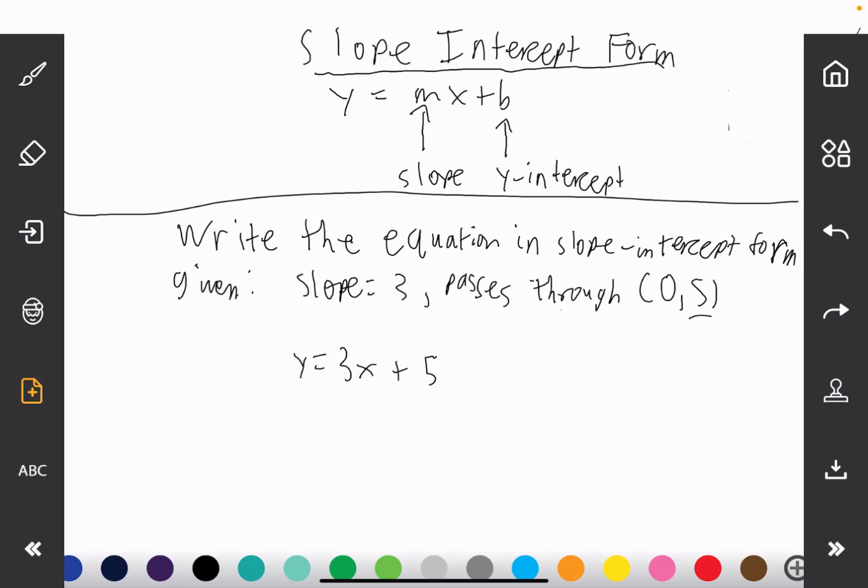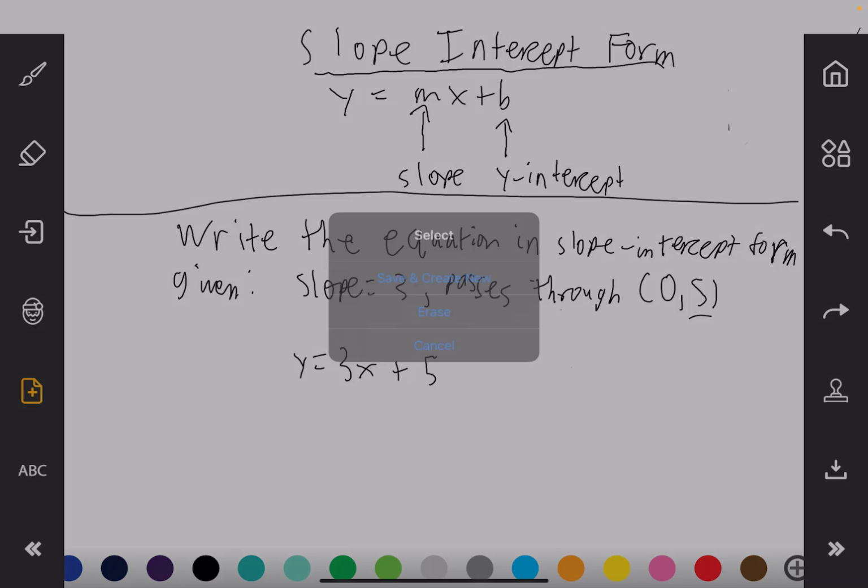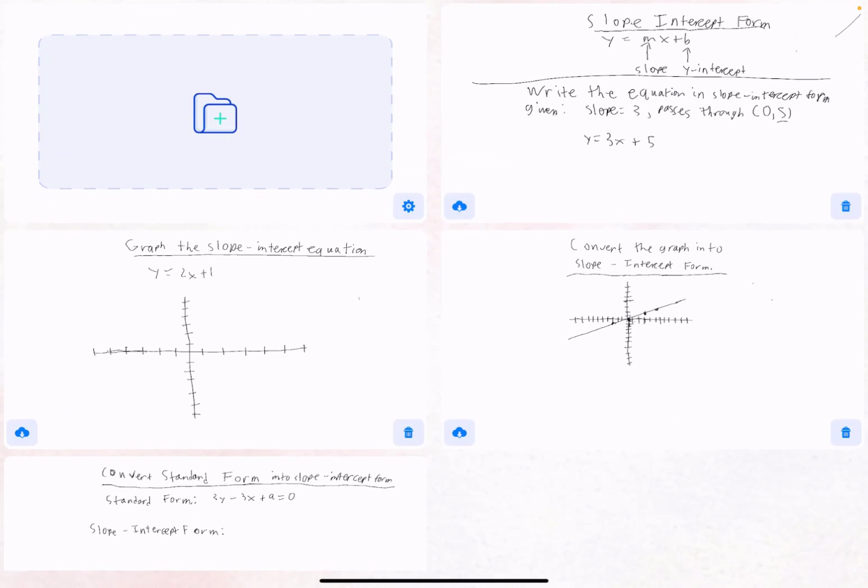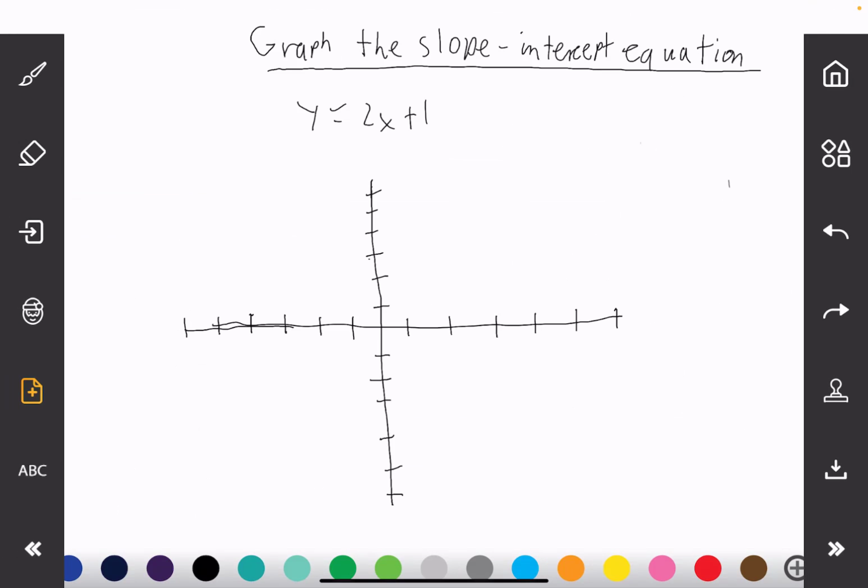Now that we know what slope-intercept form is, let's learn how to graph it. So the problem says, graph the slope-intercept equation y equals 2x plus 1. We know that the slope-intercept form equation is y equals mx plus b, where m is the slope and b is the y-intercept. So all we need to do is compare y equals 2x plus 1 to y equals mx plus b, and we can get the slope and the y-intercept. So by comparing, we can see that m equals 2 and that b equals 1.